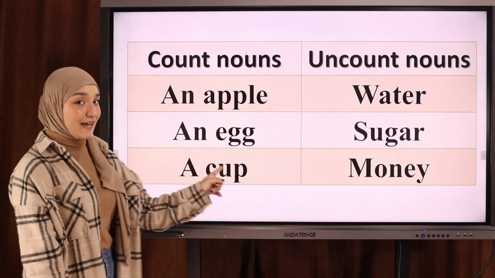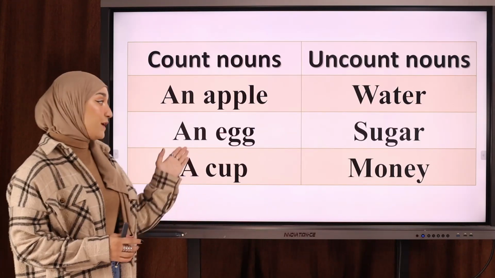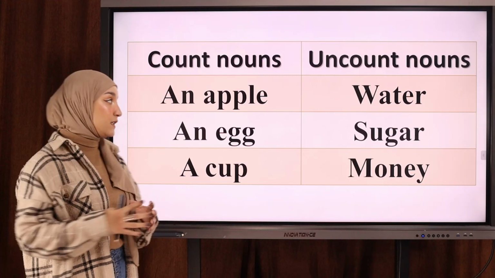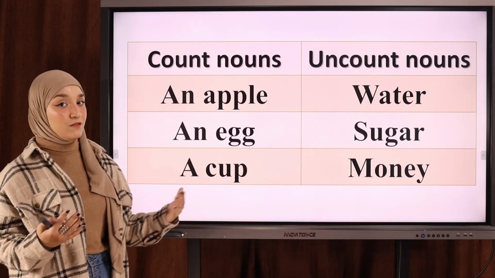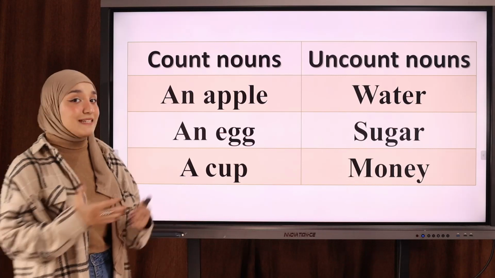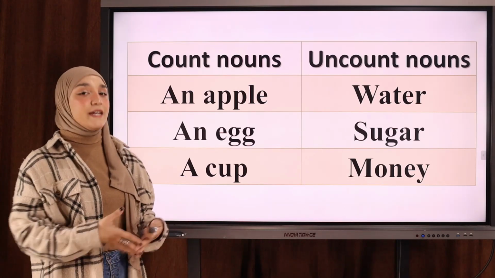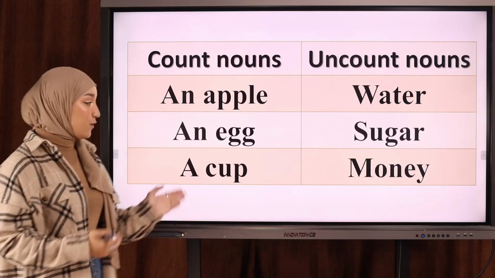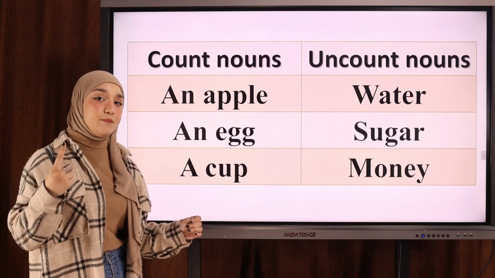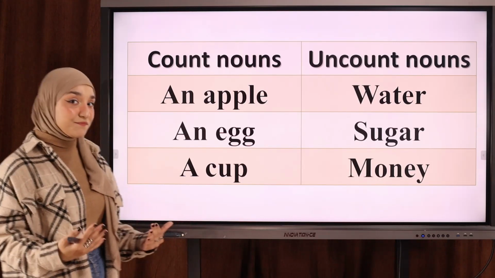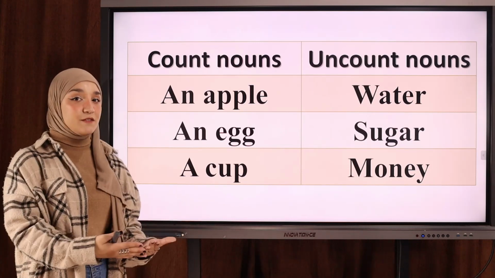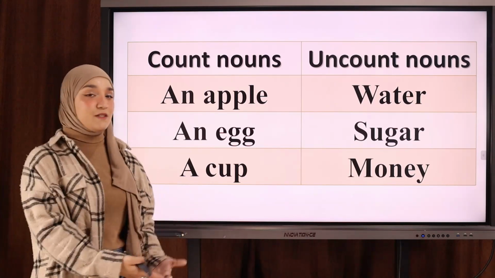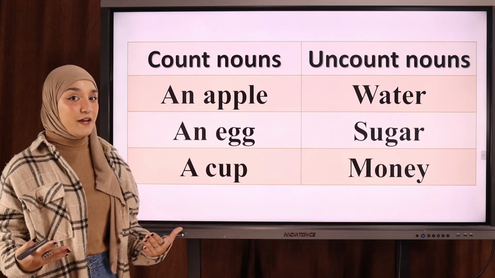An egg. Same thing. I am talking about one egg. So it's countable. I can say 10 eggs, okay? We can count them. A cup, one cup. Cups, for example, I have 2 cups, okay? 5 cups, 7 cups. I can count them, okay?